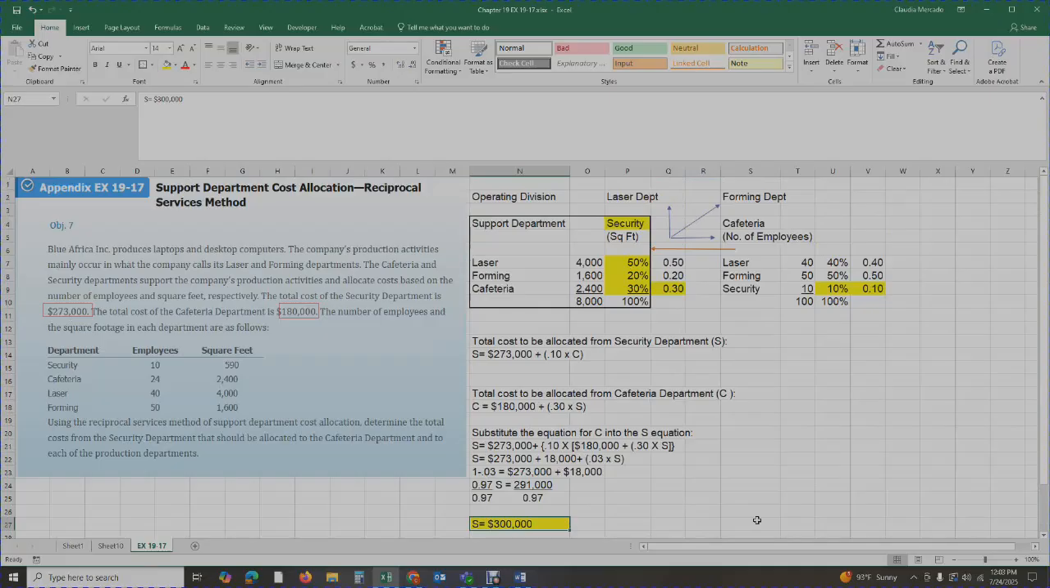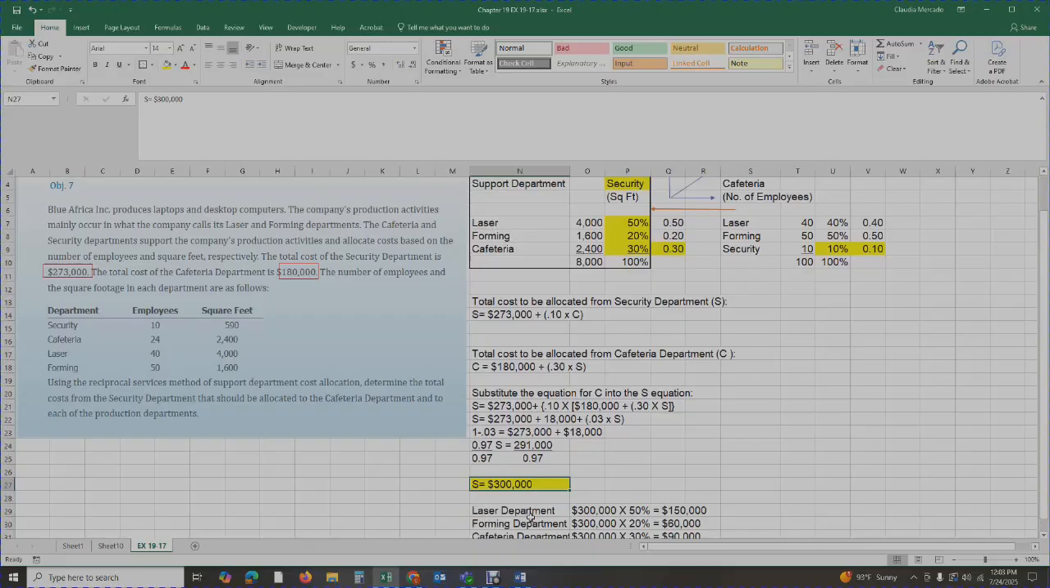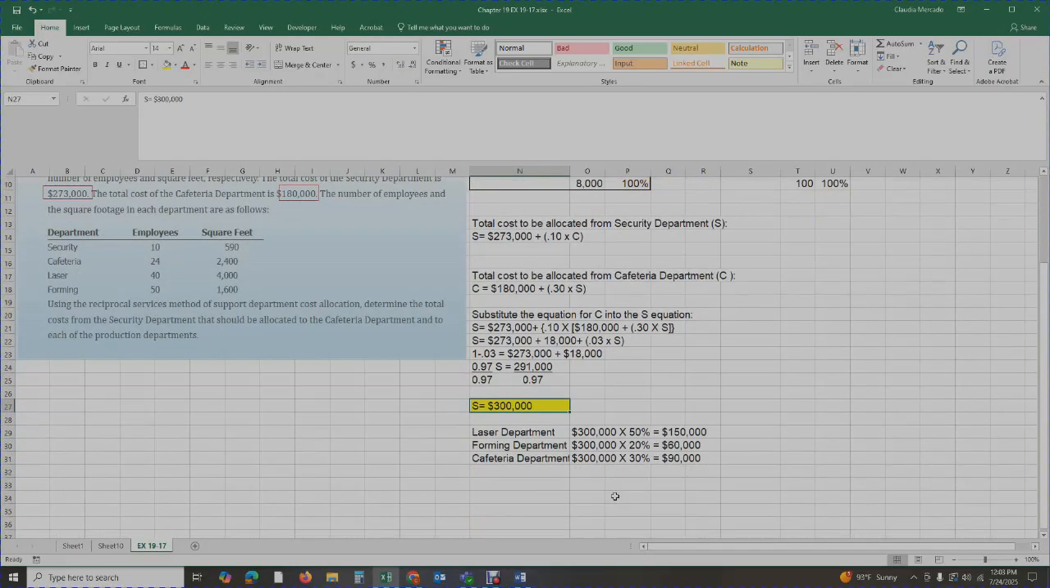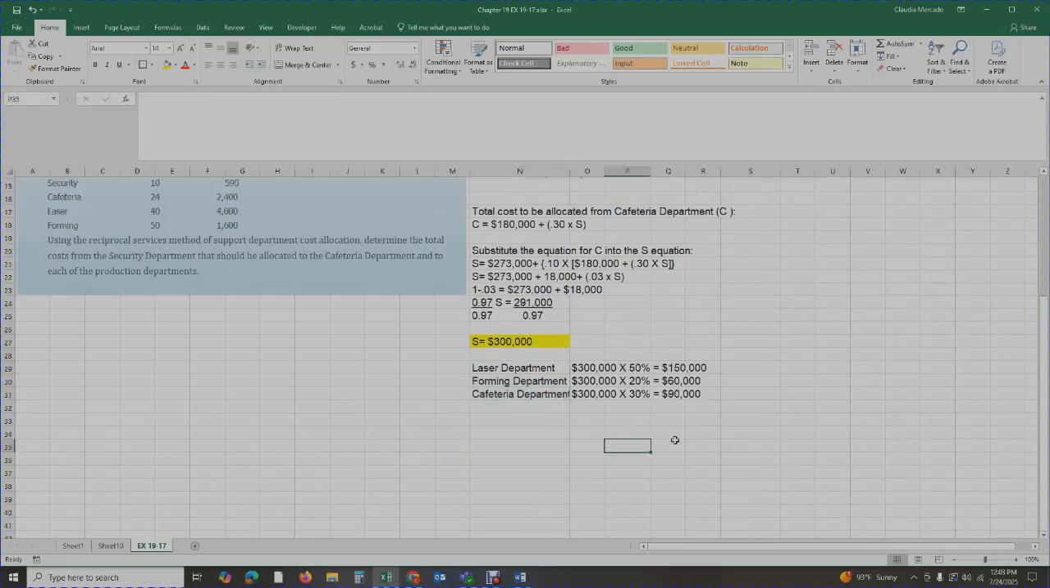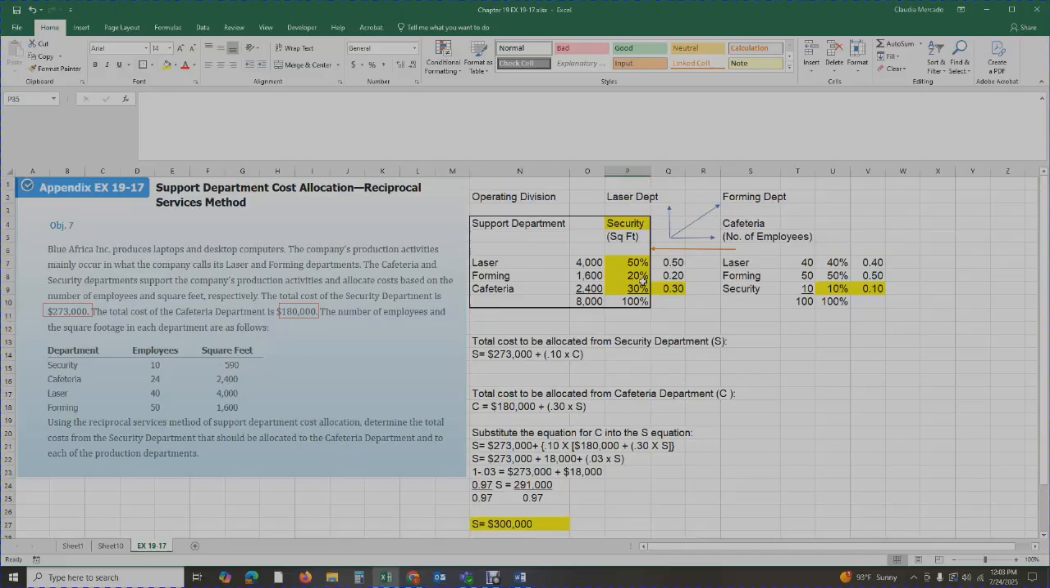Okay, now if we were to do the same thing for the cafeteria, it would be the same thing. The only thing that would change would be the ratios, and we would have to recalculate the formula using the equations for cafeteria and security. Okay, so that is how you do it. That is how we allocate our security cost to the other departments, whether it be laser, forming, or cafeteria. First, you calculate your total cost, and then once you have that, you simply distribute it to the other departments based on their usage. In this case, we are using square feet for the support department of security, and that is how we allocated it.